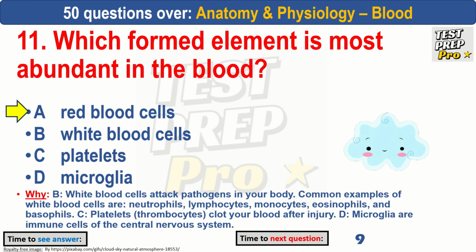The answer is red blood cells. If you get a blood sample and you spin it in a tube, you centrifuge it, the bottom layer that'll be very, very thick is going to be the red blood cells. It'll make up the bulk of the formed element.